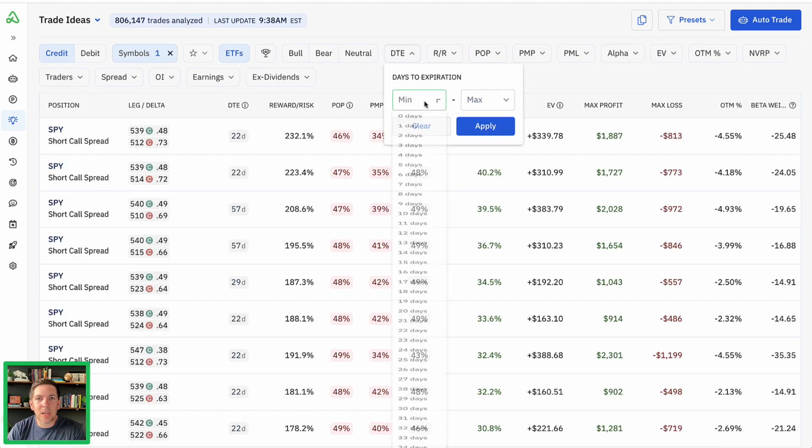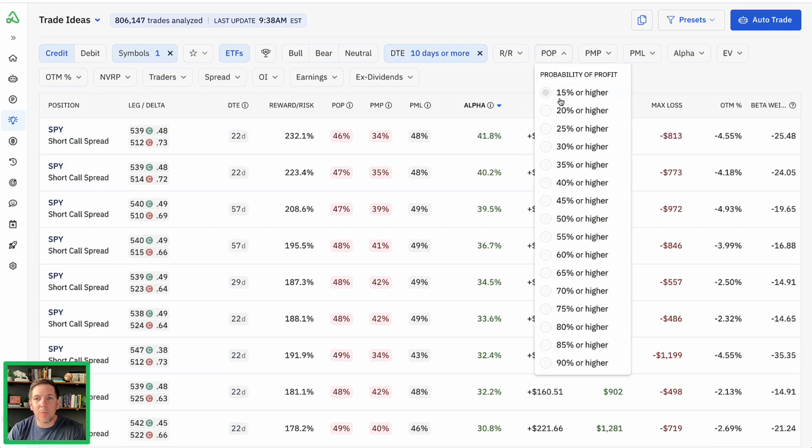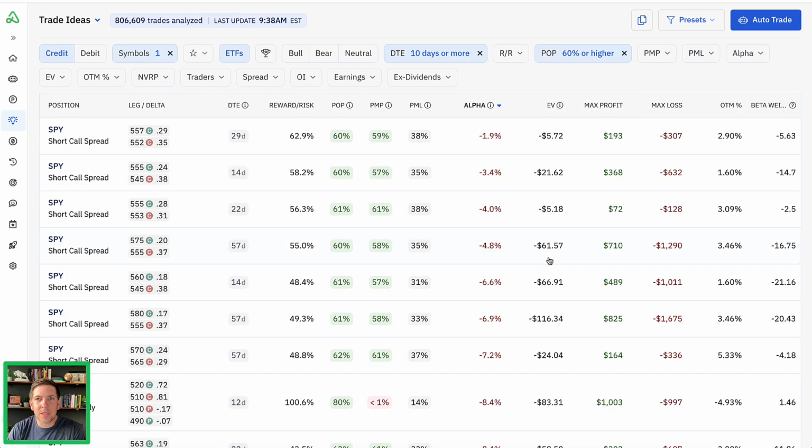We'll go out a certain number of days. So we'll say like at least 10 days out. We'll do probability of profit of 60% in SPY. And so you can start to see how this list is starting to filter and whittle down. And this is really important here: what we're doing is we're now telling Trade Ideas, hey, this is the type of trade that I want.